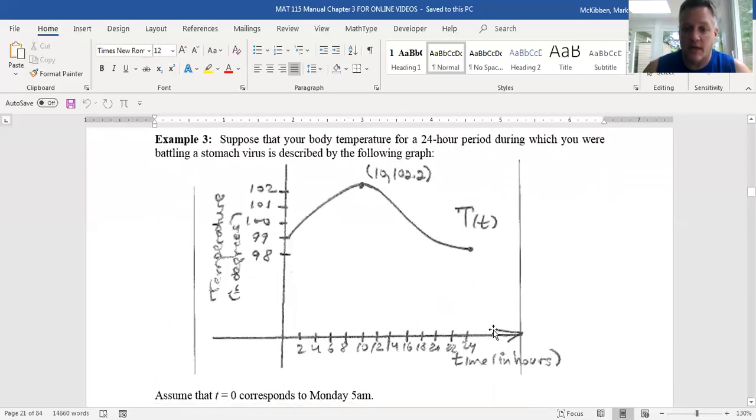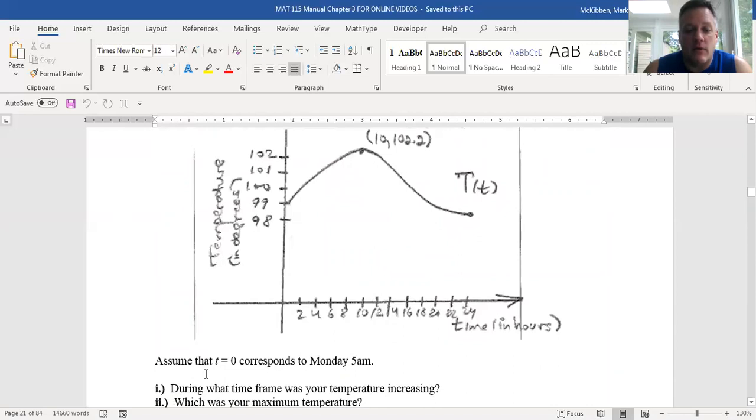Here the t-axis is in hours and the y-axis is temperature in degrees. We're calling t equals 0 5 a.m. on Monday, and we're going to go for the whole 24 hours, so that's a full day's worth of body temperatures. What we want to know is during what time frame was the temperature increasing? So for what times on the horizontal axis is the temperature curve going up?